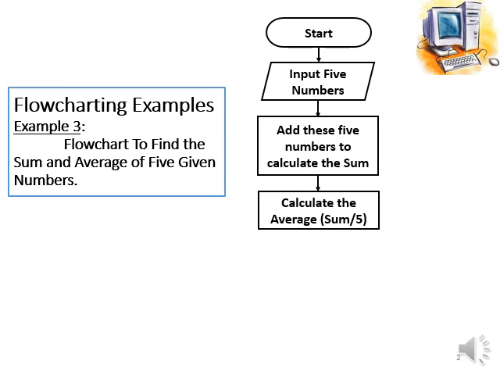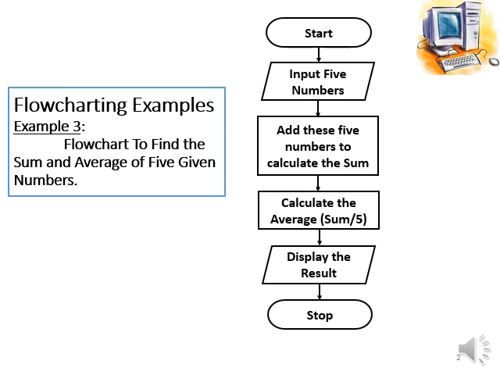Now once we have found the sum and average of these 5 numbers, we are ready to display the results. Display the result, which is an output operation. Whatever we display as an output represents an output operation, and it must be represented by a parallelogram. As I told you, input and output are represented by the same symbol, that is the parallelogram. And then at the end we will put the stop symbol, which is again a terminal symbol. The start and stop symbols are the same. So it's very simple. This is how we can draw the flowchart to find the sum and average of 5 given numbers.